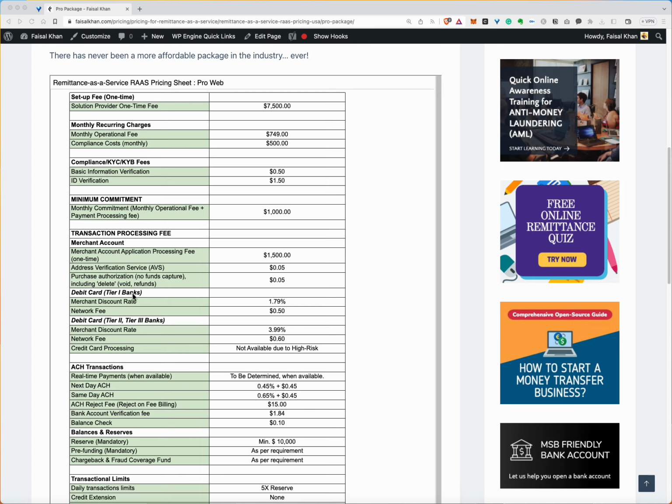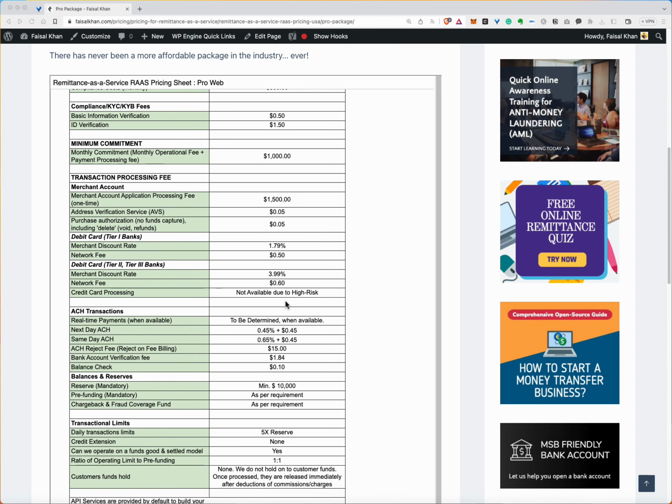And what does Tier 1 mean? Tier 1 means banks with more than $10 billion in deposits. Tier 2 and Tier 3 are banks with less than $10 billion or $1 billion in deposits. This is a Visa or MasterCard thing, so there's nothing they can do about it.